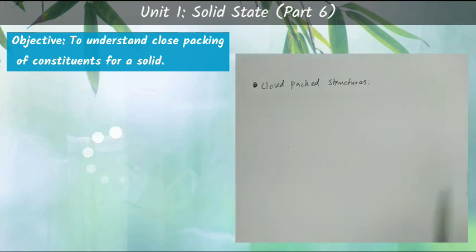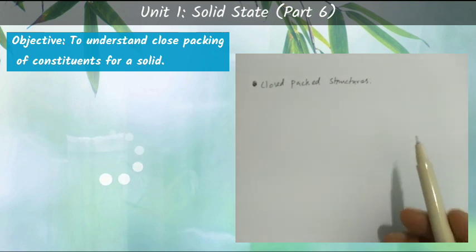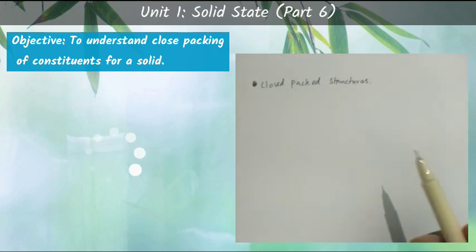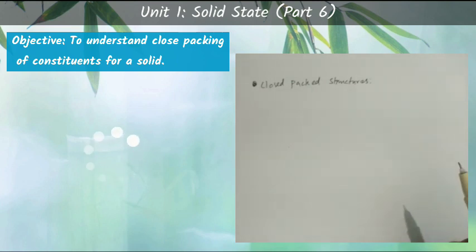Here we already know that in case of solids, the constituent particles are close to each other, in case of liquids they are slightly far from each other, and in case of gases they are very far from each other because of their intermolecular forces of attraction. In solids the constituent particles are very, very close, they just touch each other. And they are packed in such a way that they leave very minimum empty or vacant spaces in between the packing.